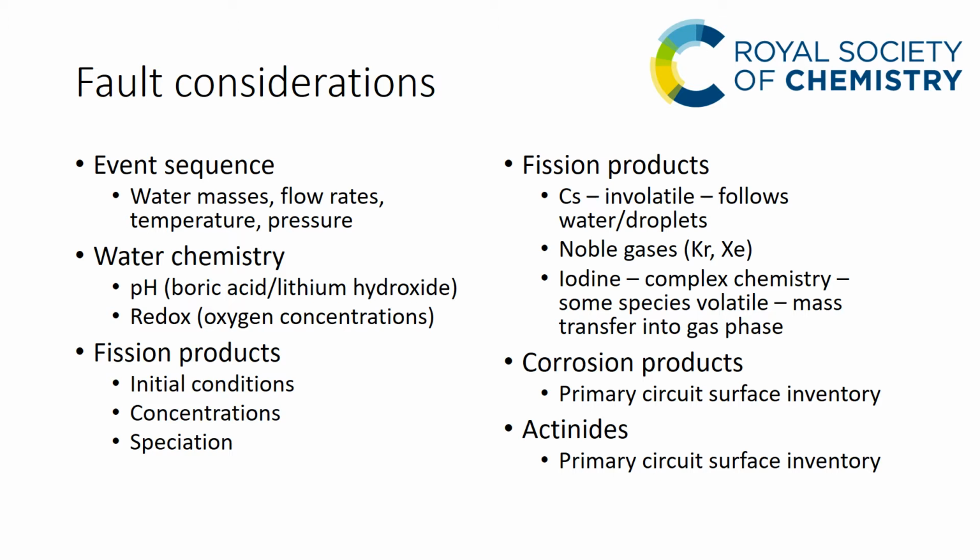The noble gases like krypton and xenon will enter the gas phase, with very little retention in the water phase. But iodine chemistry is rather more complex because some species are volatile, and these can transfer into the gas phase via mass transfer. We'll also need to consider corrosion products and actinides. As I mentioned before, these can deposit on surfaces, and during a transient or a fault situation, it's possible that a fraction of these get released into the primary coolant.